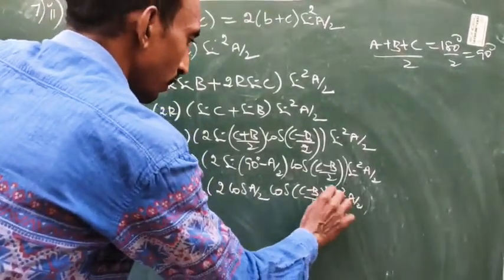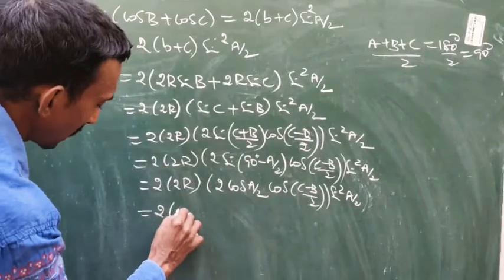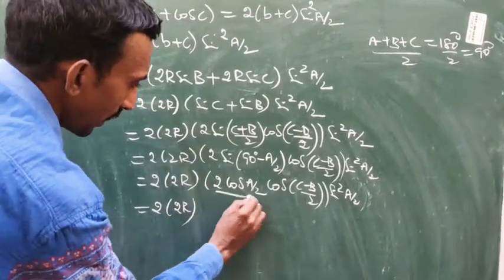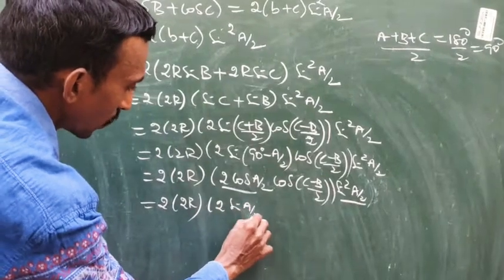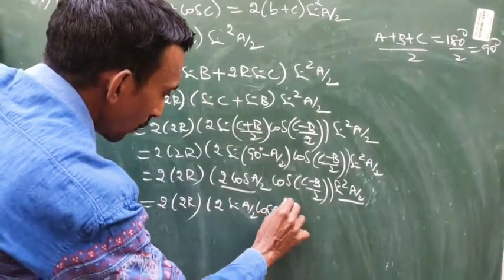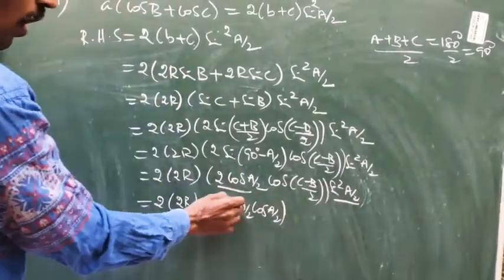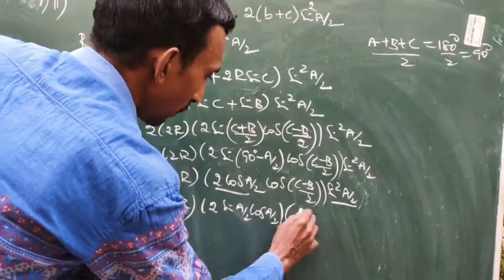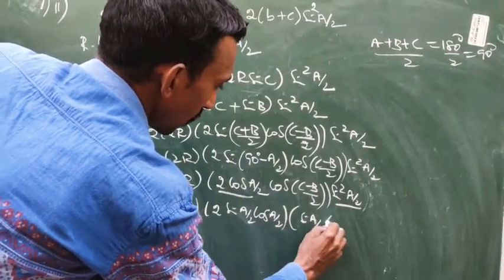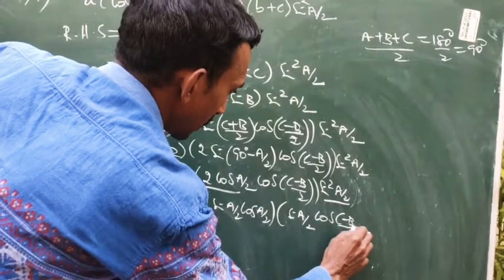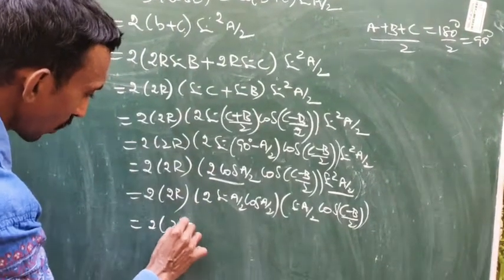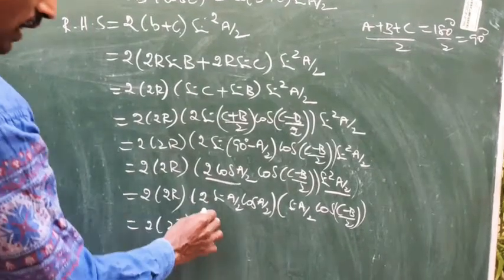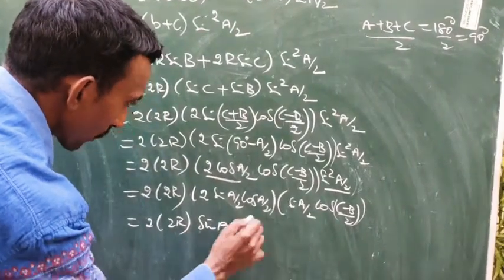Listen my dear student, so as like the previous one, we can combine these two terms. So 2 sin a by 2 cos a by 2, from the square take 1, okay, and remaining sin a by 2 cos (c minus b) by 2, okay. So 2 into 2r into, so it is sin a, okay.